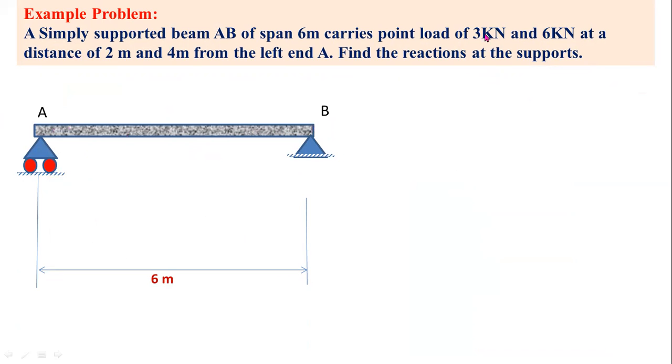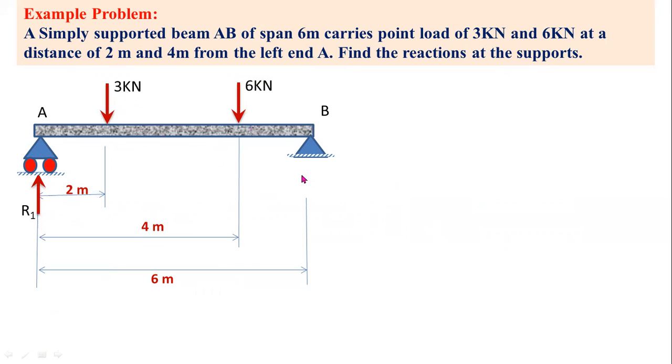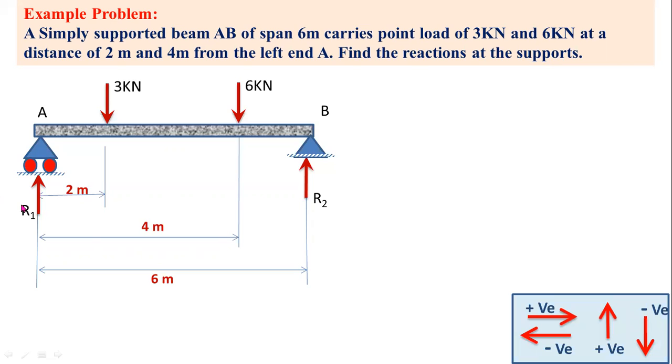Now you have to consider 3 kilonewtons and 6 kilonewtons point loads at a distance of 2 meters and 4 meters from the left end A. So 3 kilonewtons at a distance of 2 meters from the left end and 6 kilonewtons at a distance of 4 meters from the left end. Okay, this is the diagram. After that, you have to consider reaction forces at the supports. These are the two normal reactions. R1, R2 are the support reactions at the ends.